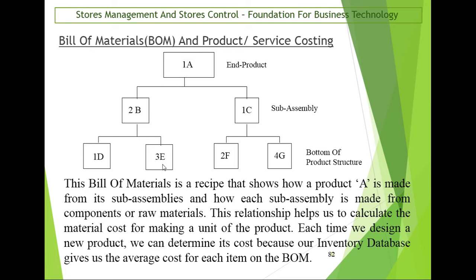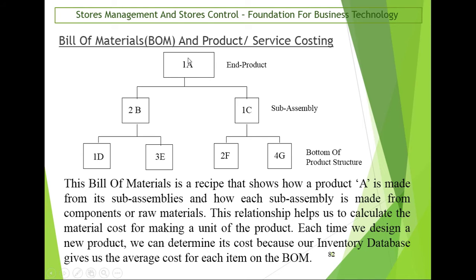So we are able to calculate the total cost of making this product because our database has got the standard costs or the average prices for each of these components. So once we know how much of each of these is required, we can calculate what is the total cost of making one end product.